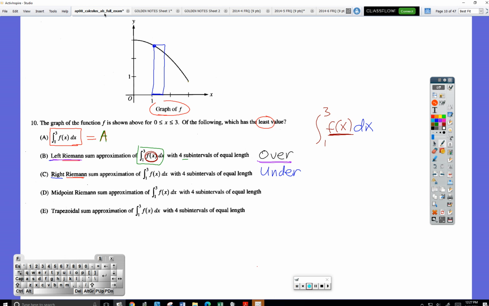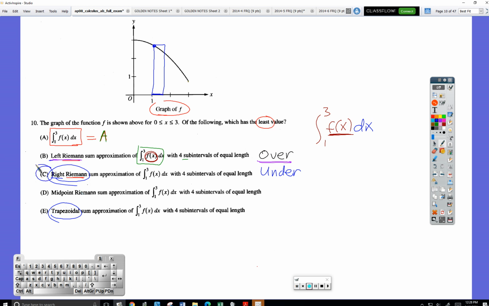So I'm going to use that here. When I do the trapezoidal, I'm going to get an underestimate, but it will not be as bad of an underestimate as the right Riemann sum, because it follows the curve more closely. Midpoint is very difficult to judge, but it tends to be kind of in the middle. It's not really high or really low either. The correct answer is C.